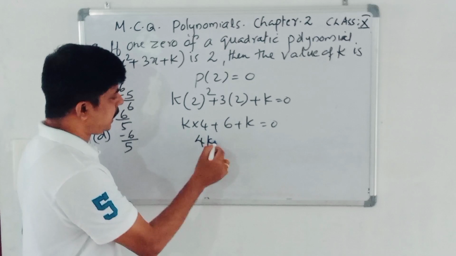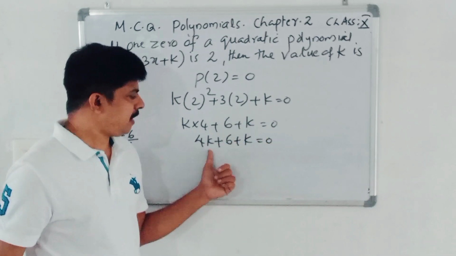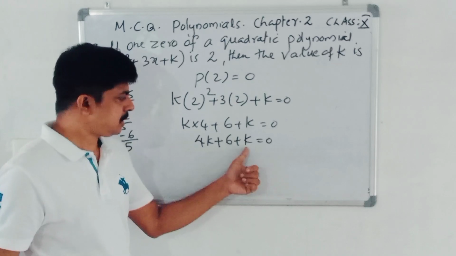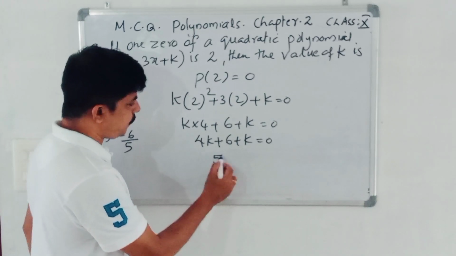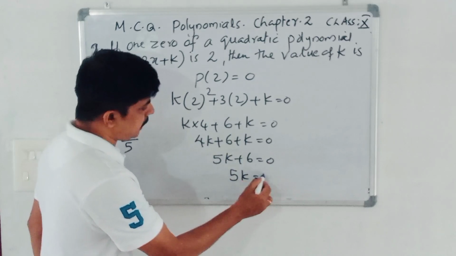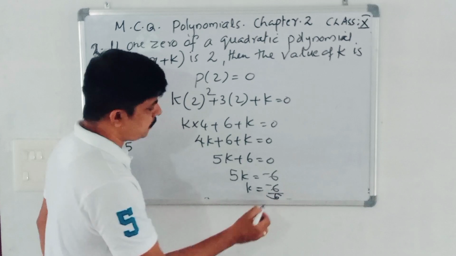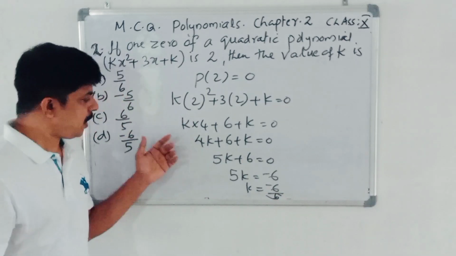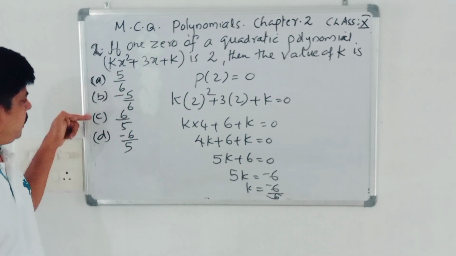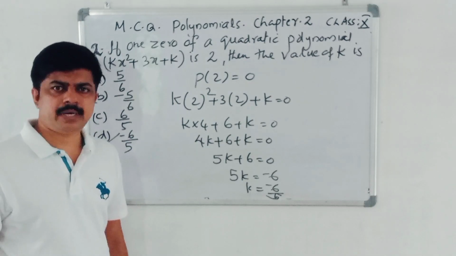Therefore, 4k plus 6 plus k is equal to 0. We have variables 4k plus 1k is 5k plus 6 is equal to 0. Therefore, 5k equal to negative 6. k is equal to negative 6 by 5. Therefore, our answer is option D, k is equal to negative 6 by 5.